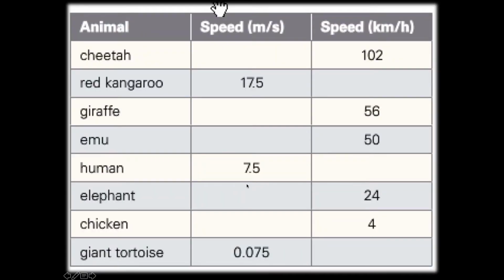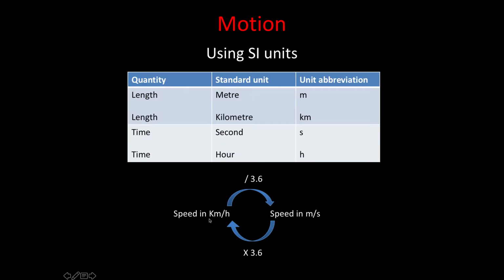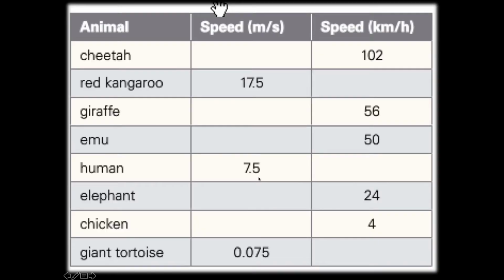Okay, so let's do a bit of a practice here. So a cheetah, we want to work out the meters per second, and we're given the kilometers per hour. So the cheetah is able to sprint at 102 kilometers per hour. We want to calculate the meters per second. If we come back here, speed in kilometers per hour, and if we want to go to meters per second, we need to divide it by 3.6.